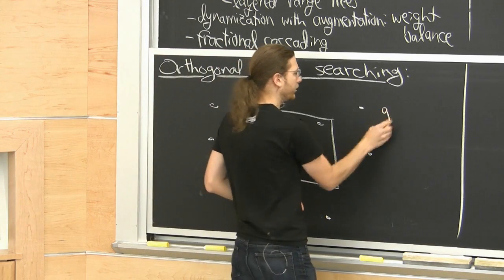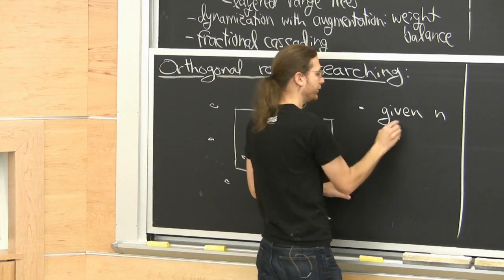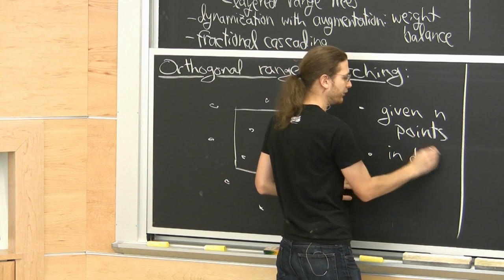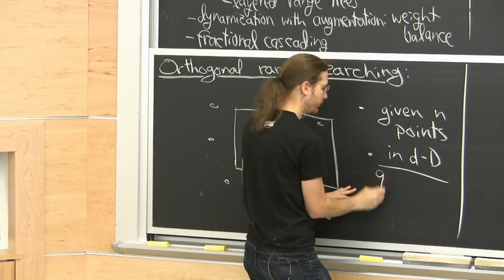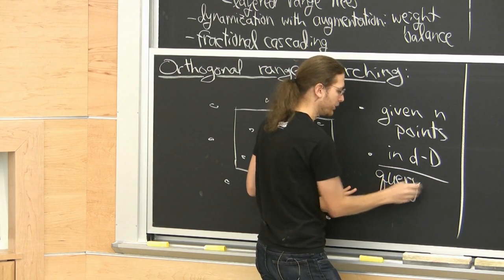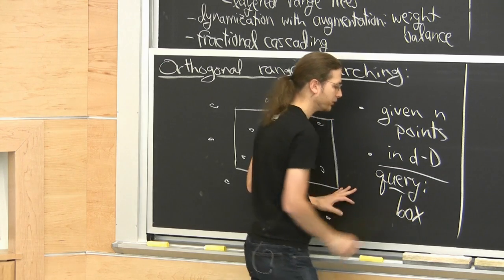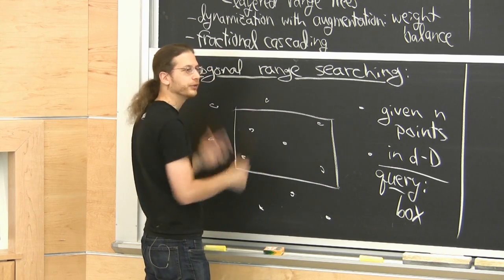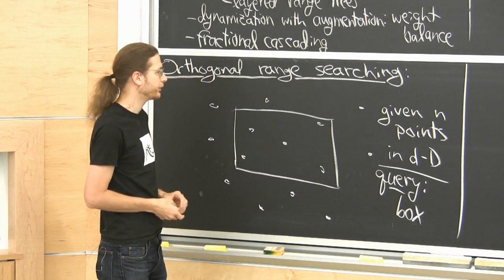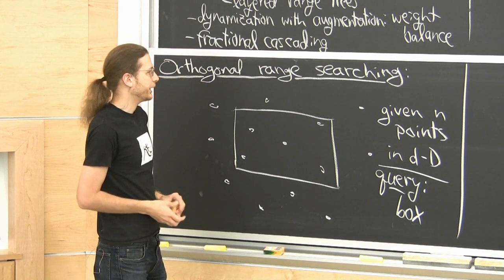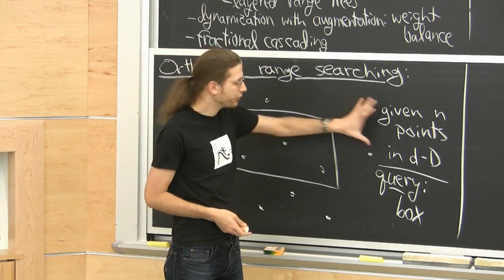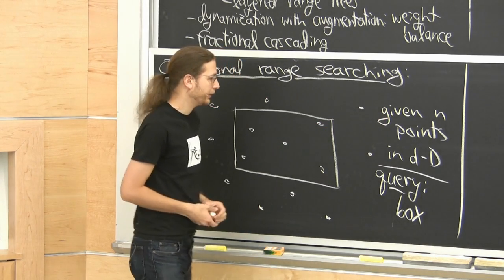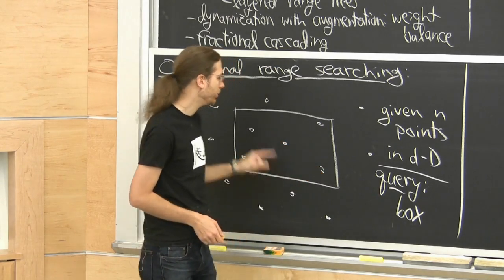So given n points in d dimensions, the query in general is going to be a box. So in 2D, it's an interval cross an interval. In 3D, it's 3 intervals cross product together. OK, so in the static version, you get to pre-process the points. In the dynamic version, the points are being added and deleted. And in all cases, we have dynamic queries, which are, what are the points in the box?